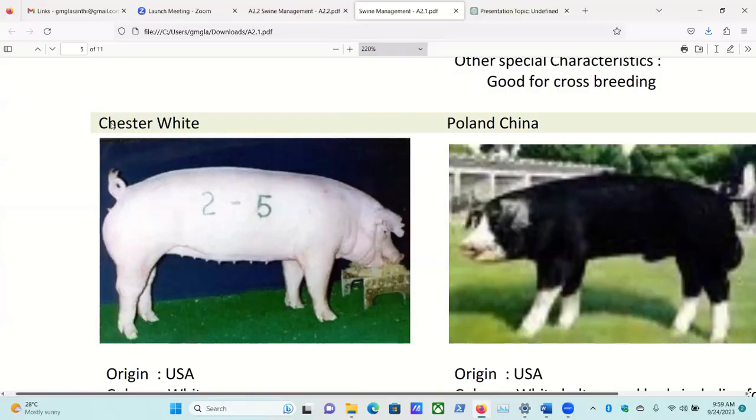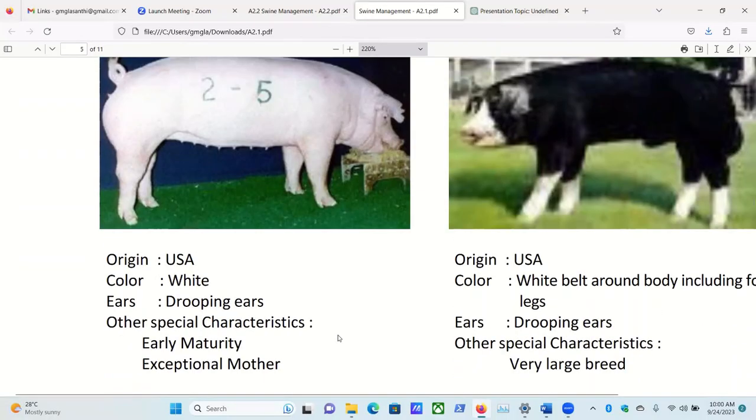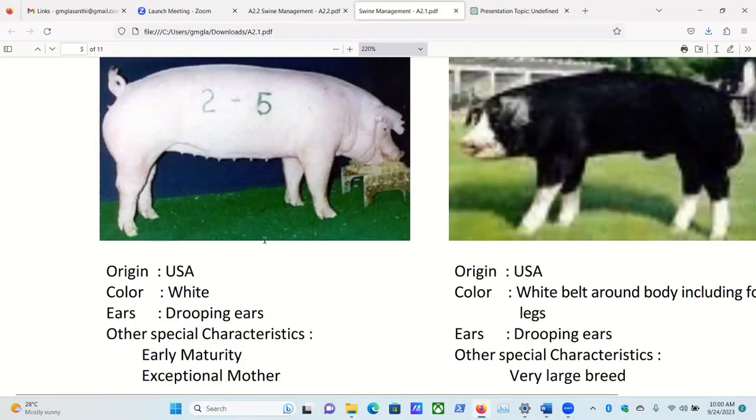So this is Chester White. White color and drooping ears are there. They are the most prominent body characteristics, and he originated in the USA. We can see early sexual maturity in this breed as well as mothering care. That means she is going to care for her babies very well.